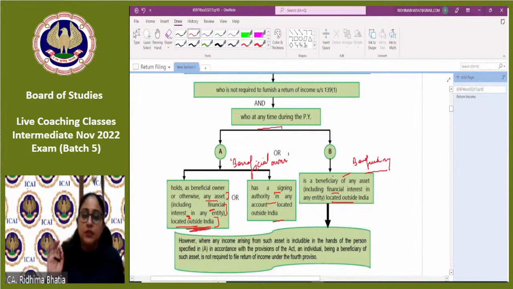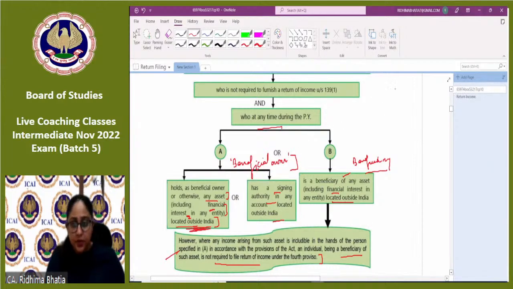The answer is yes, prima facie. But if the beneficial owner, this is a proviso, please listen carefully. If the beneficial owner has filed his return of income in India, has shown all the income which is derived from the asset, then beneficiary may not file the return of income. Then the beneficiary is not required to file the return of income.